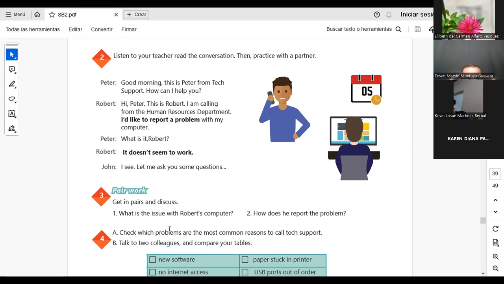Okay, let me see who can answer this. Number one, what is the issue with Robert's computer? Nobody answered number one? What is the issue with Robert's computer? Karen, do you have the answer?